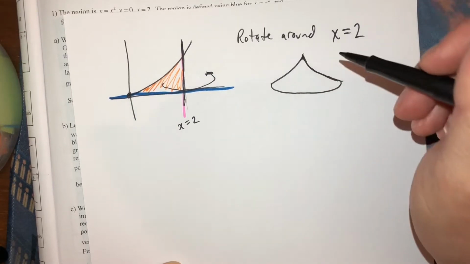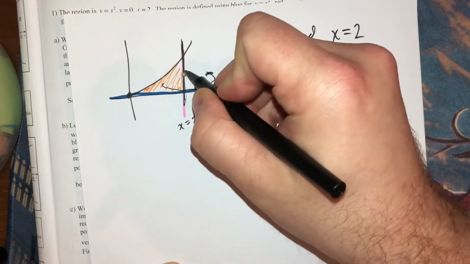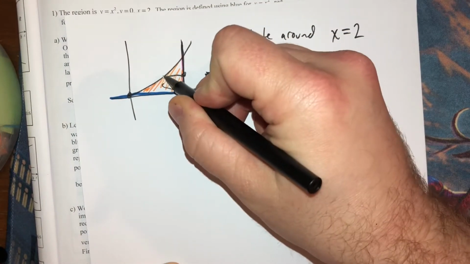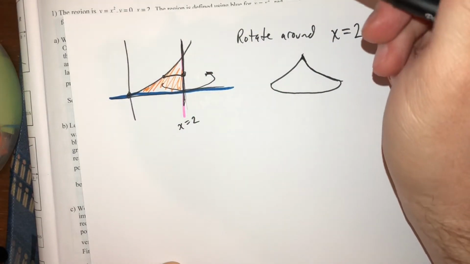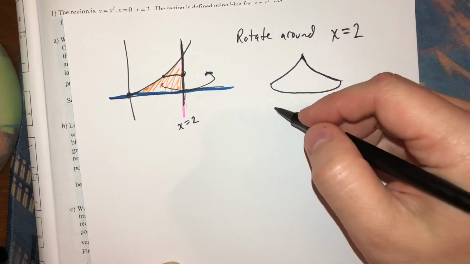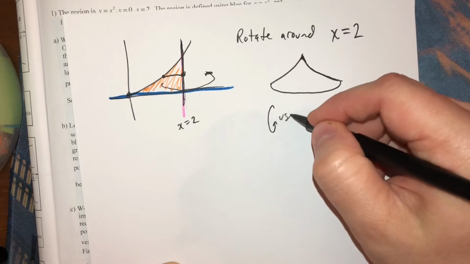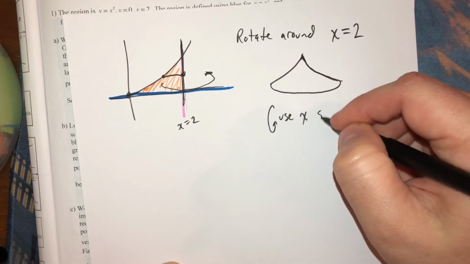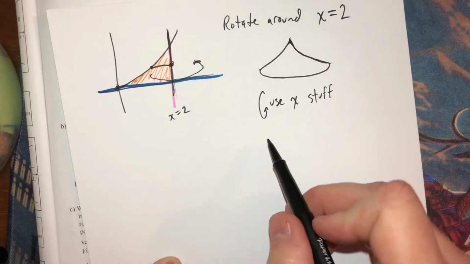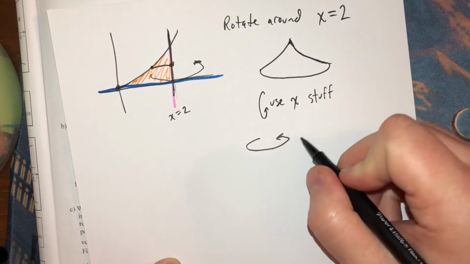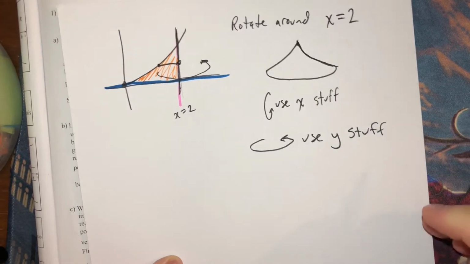But anyway, the radius here goes from our axis out this way, right? And so we're spinning sideways. Whenever we're spinning around the x-axis, we use x's. If we're ever spinning sideways, we use y stuff. And we'll get into that a little bit.